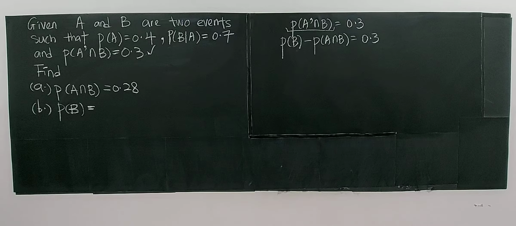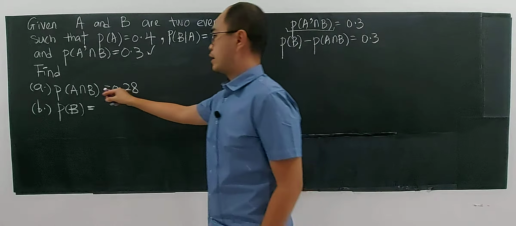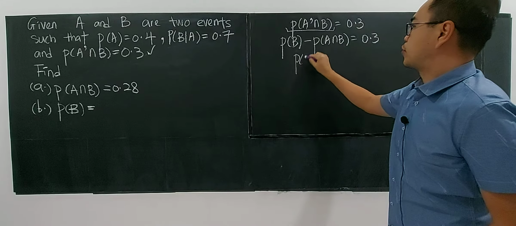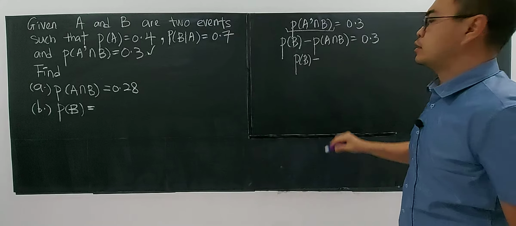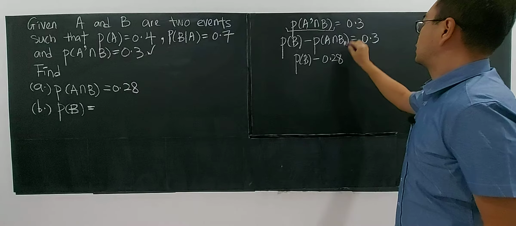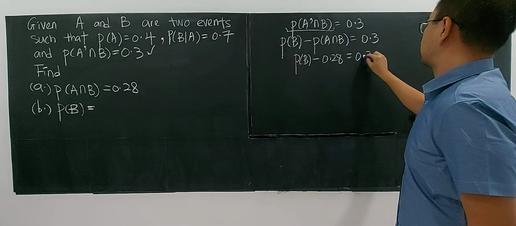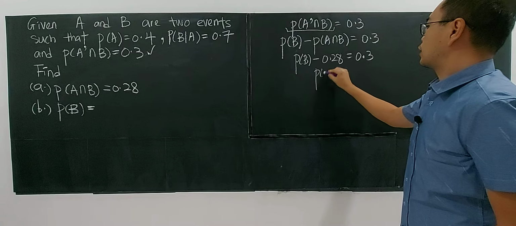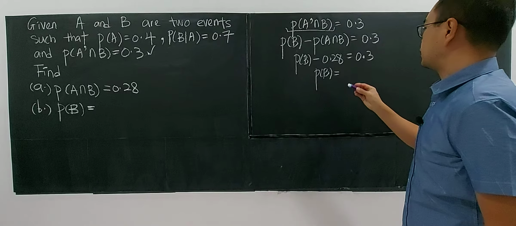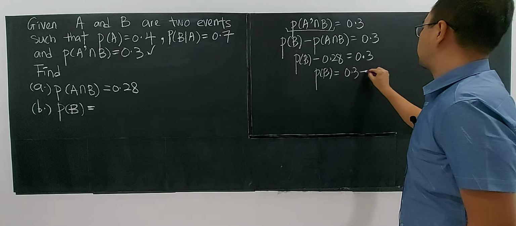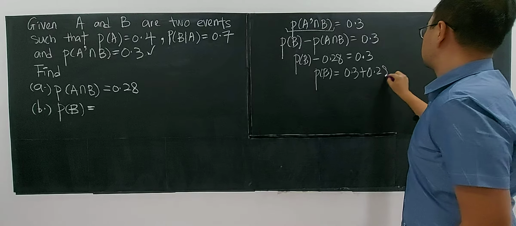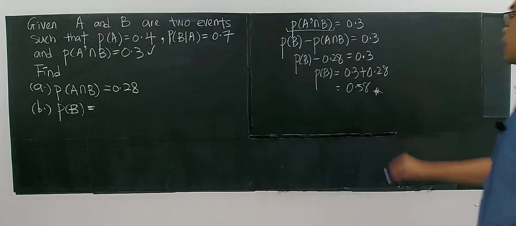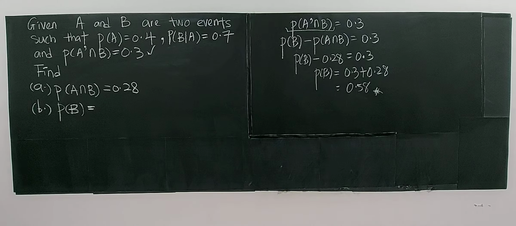And you have the probability of A intersect with B, then you can find the probability of B easily by just using the intersection, the probability of A intersect with B. Therefore the probability of event B will be 0.3 plus 0.28, which gives you 0.58. As easy as that.